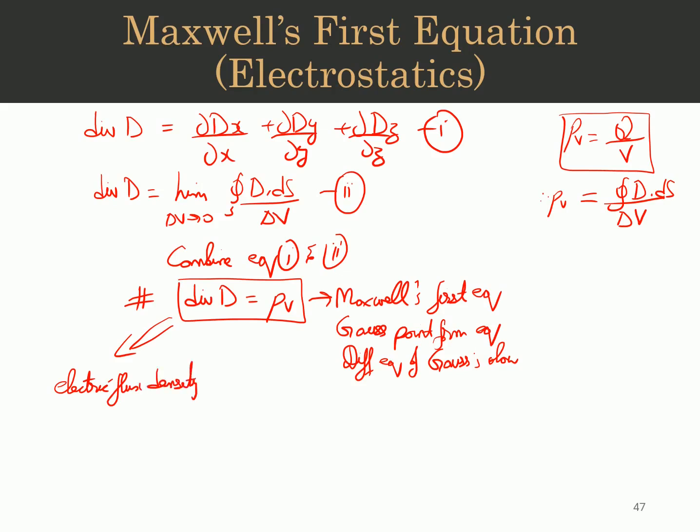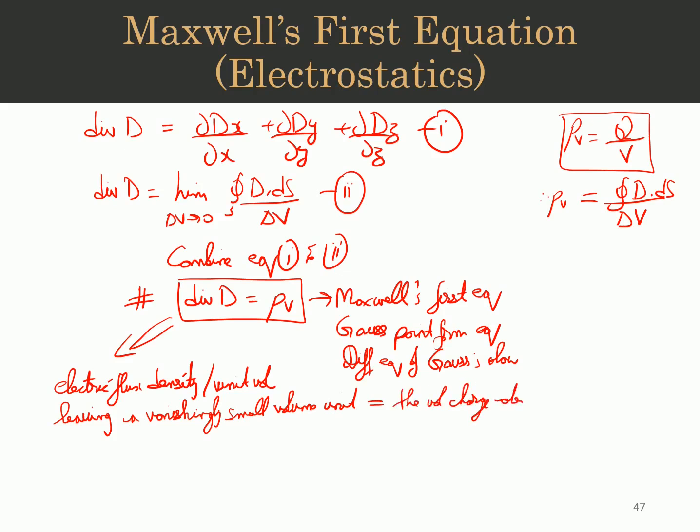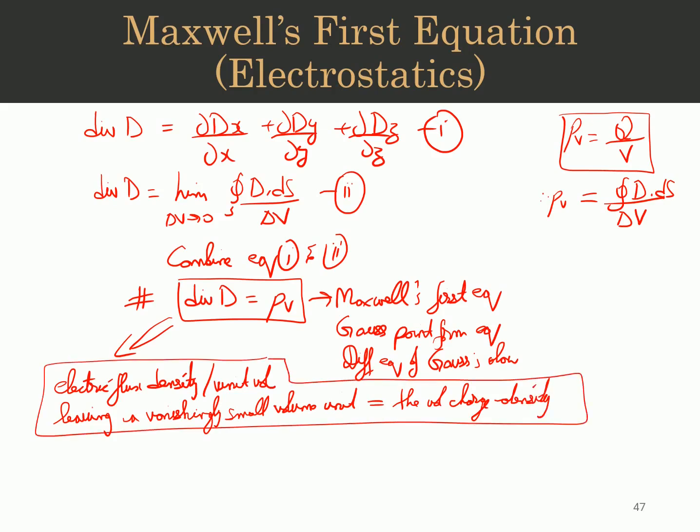which is D over here, per unit volume, that is leaving a vanishingly small volume unit, is equal to the volume charge density. So this is what the equation is saying. This is the definition of Maxwell's first law.